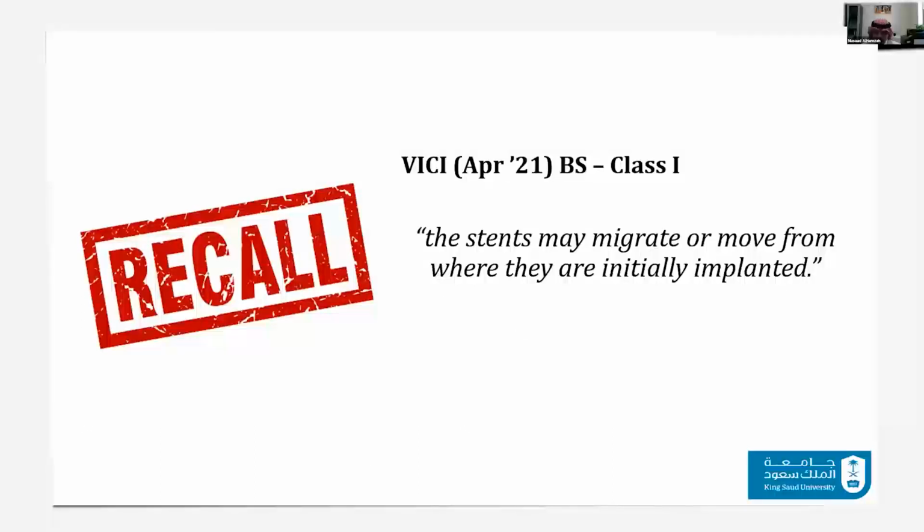Vici was recalled as well. They migrate, probably related to the sizing, but they have been migrating, and there have been complaints reaching more than 240, 250. They migrate from where they are initially implanted in the femoral, iliofemoral, or iliocaval segment, and when they actually land in the heart or the lungs, it's very problematic and could be a life-threatening injury. The same thing could happen when treating central venous occlusions at the top in the vena cava. Some of these stents end up in the pulmonary artery, and that could be life-threatening as well.